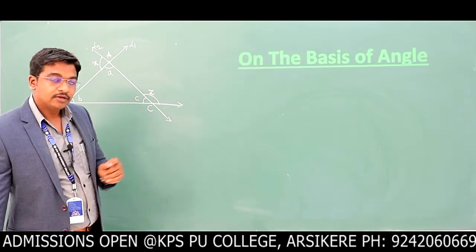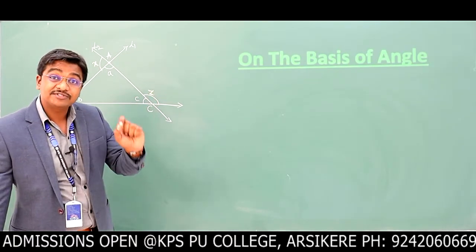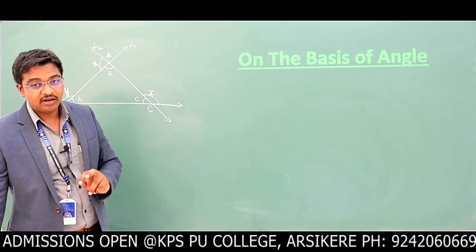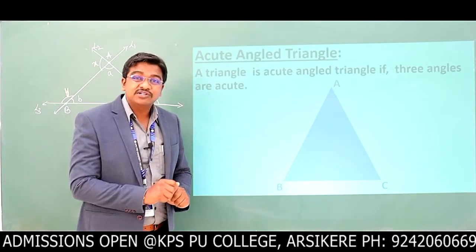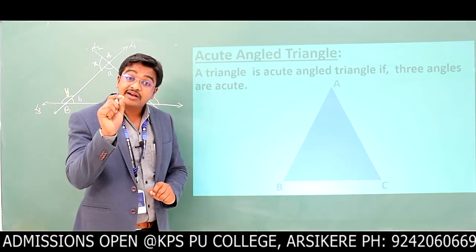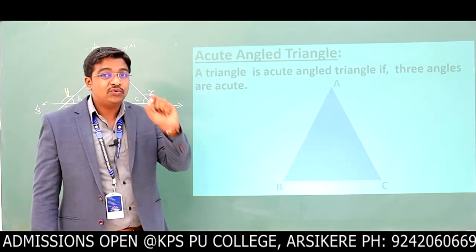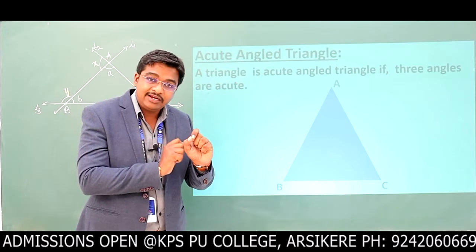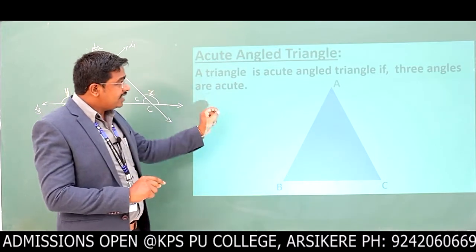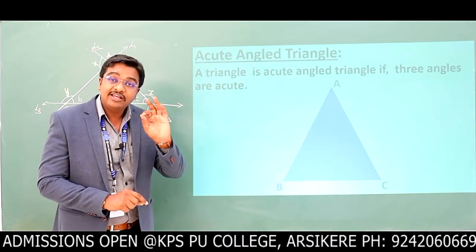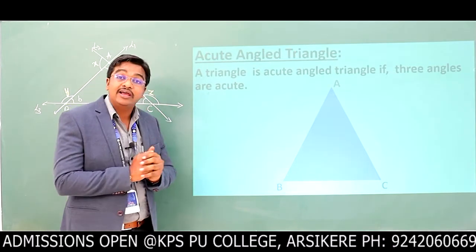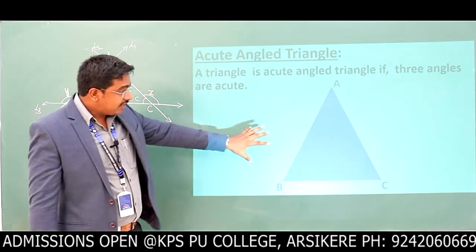So now we are going to discuss about the types of triangle on the basis of angle. First one acute angle triangle. Just observe the word acute angle triangle. Acute, it means they are less than 90 degree. A triangle is acute angle triangle if three angles are acute. Three angles are acute. This is called acute angle triangle.